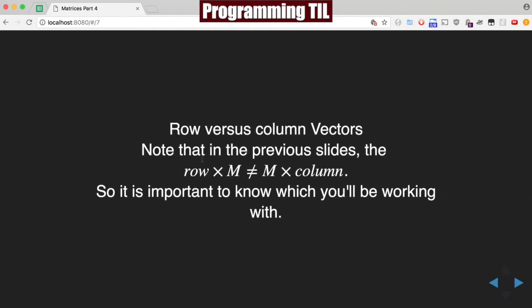Well, first of all, note that, like I just said, the row times m, the matrix, is not equal to m times the column. So it's important to know what you're working with. Depending on whose code you're looking at and who you're working with, what type of graphics you're doing, you will need to know this in order to do things properly.